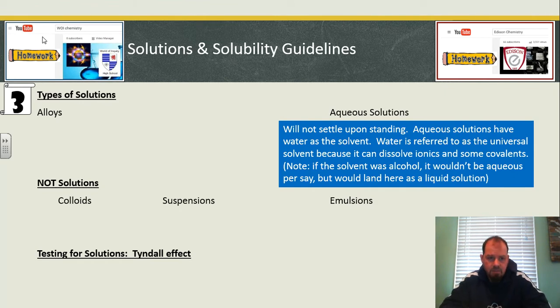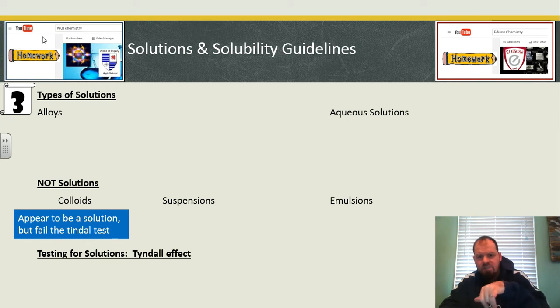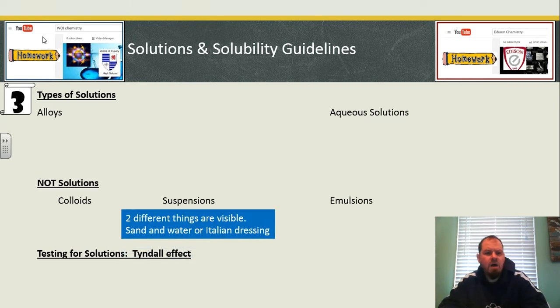Okay. Specifically, colloids, suspensions, and emulsions. I need to make reference to them so you at least know what they are. Colloids appear to be in solution but fail the Tyndall test. I'll tell you what that means in a minute. Colloids look like solutions. They're not. And I'll prove to you why.